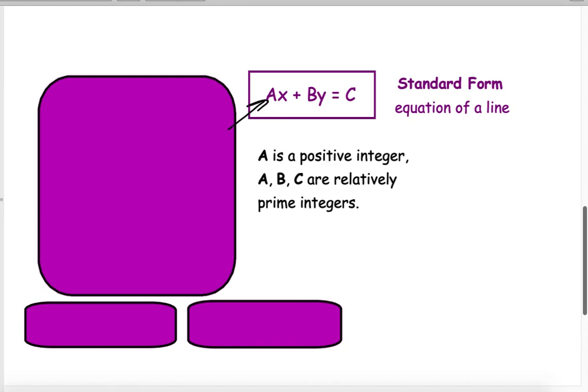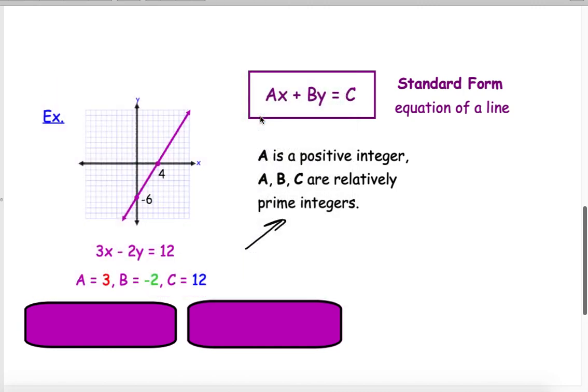So example, if that was 2x plus 4y equals 6, well, we could divide everything by 2, and it would still be the same equation, just simpler. So you want to make sure that the two coefficients and the constant are relatively prime. An example of that would look like this: 3x minus 2y equal 12. In this case, a is 3, b is -2, and c is 12.